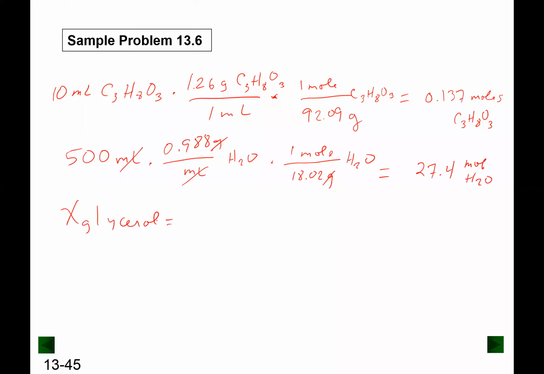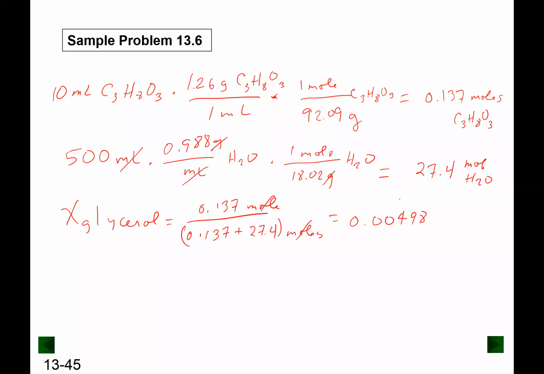Now our mole fraction of glycerol is equal to our 0.137 moles divided by 0.137 plus 27.4 moles. Remember, this is a mole fraction, so we get a unitless number. It's a fraction, 0.00498.